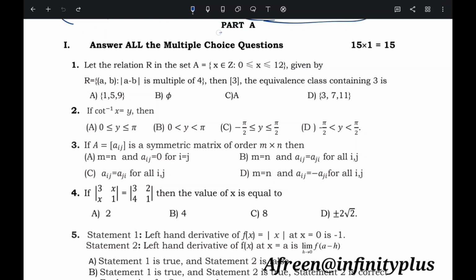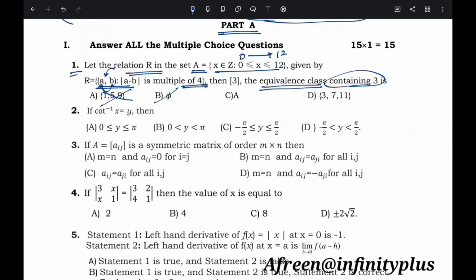First and foremost question in part A of multiple choice questions, we have this one. Let R be the relation in the set A. They have defined the set with numbers varying from 0 to 12. They have given a relation (a, b), the set of ordered pairs (a, b) such that the magnitude of a minus b is a multiple of 4. Means if you take the difference of these two, it should be a multiple of 4. And one more thing they have asked, the equivalence class containing 3. You can observe the 4 options they have given.